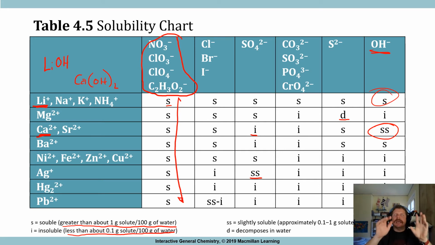So any cation that you pair with any one of those, you're going to make something that is completely soluble. Meanwhile, if you go over here, carbonates, sulfites, phosphates, and chromates, almost all of those are going to be insoluble. Are there exceptions? You betcha.